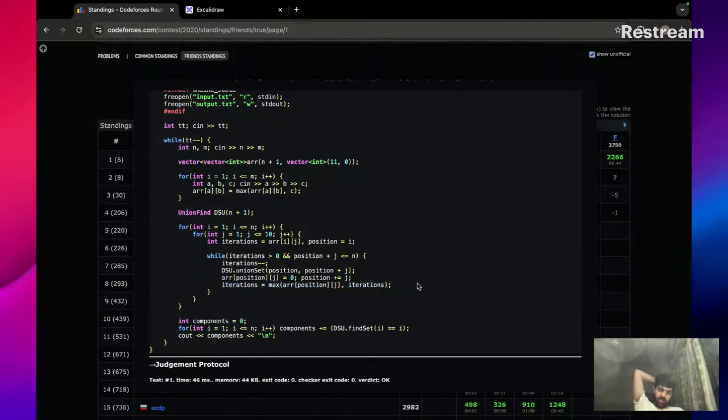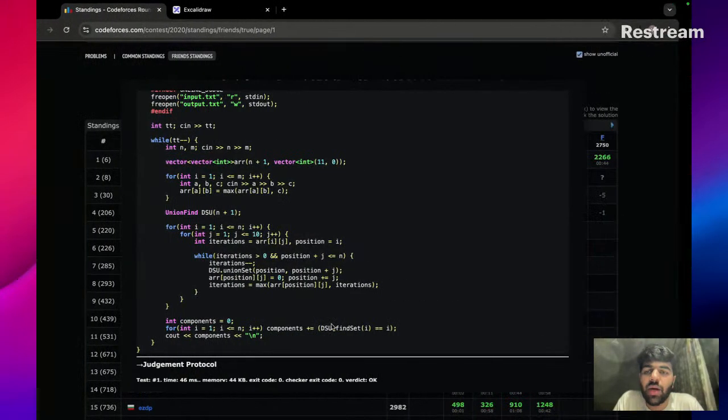DSU time complexity is less. Iterations is equal to max of... exactly. Till how many points do you go ahead and change position, and why did it do this? Oh, okay, in the future it doesn't affect it. Fair enough. So DSU code is better. Yes, it is better. No need to make an ADJ list. Fair enough.